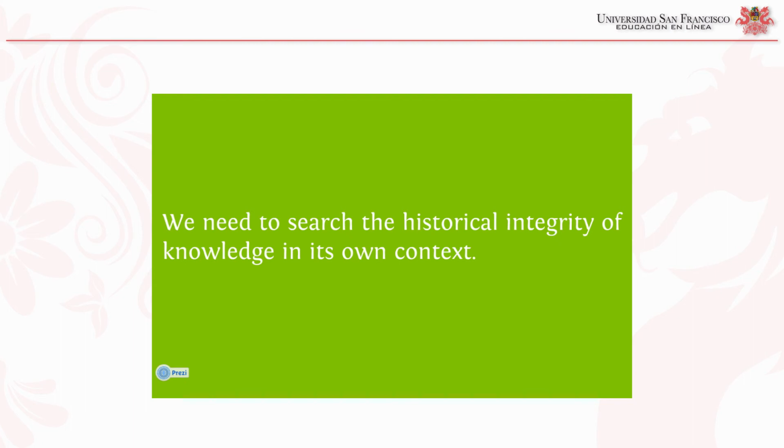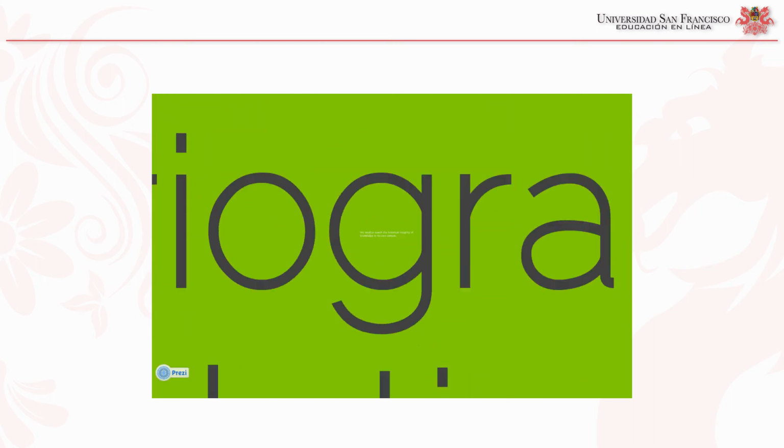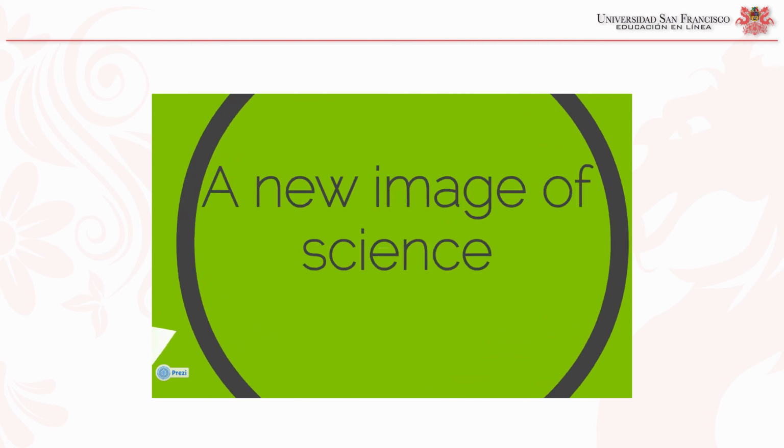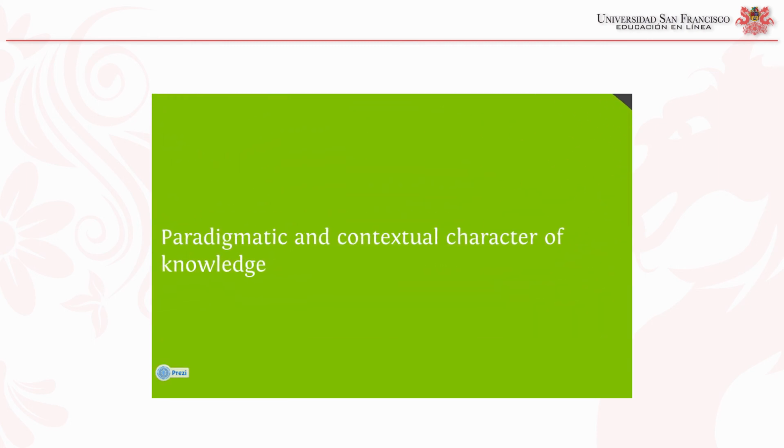Kuhn considers that we need to search the historical integrity of knowledge in its own context. What he is suggesting is the need for a new image of science, a new way of understanding how knowledge is produced and authorized. In this new image of science, knowledge is not produced by accumulation. We need to focus on the paradigmatic and contextual character of knowledge.